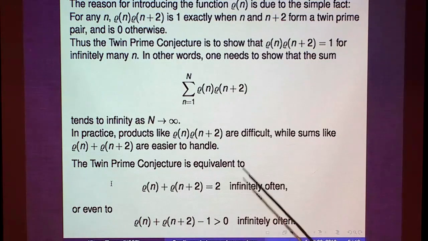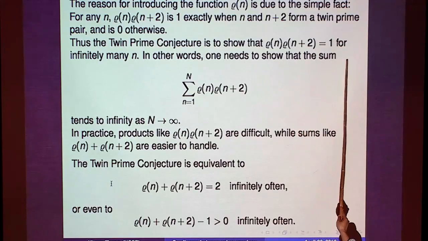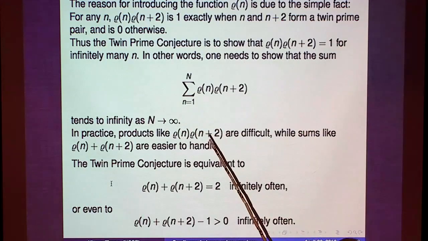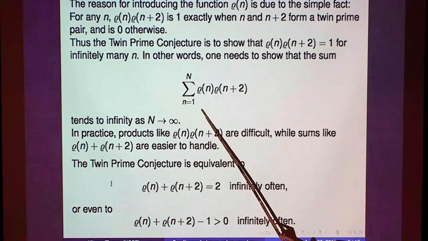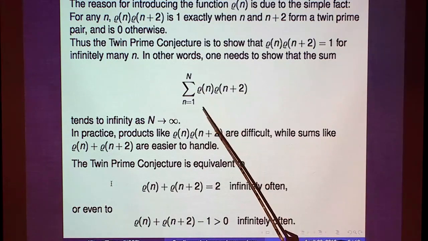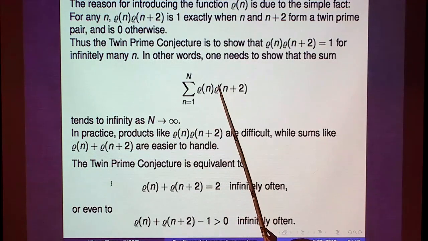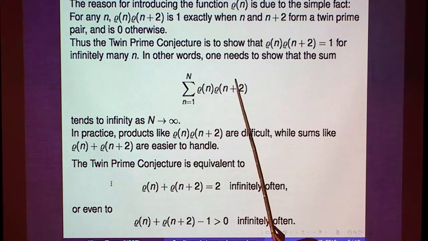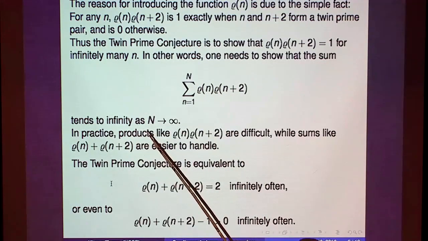So that's why we say the twin prime conjecture is to show that this is equal to 1 for infinitely many n. That means we have infinitely many twin prime pairs. In other words, let's take the sum with small m from 1 up to a very large number, capital N. Then as capital N gets larger and larger, this contains more and more twin prime pairs. So if there are infinitely many, this sum tends to infinity.